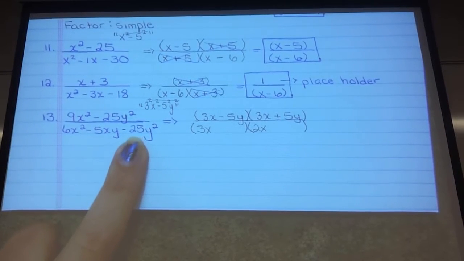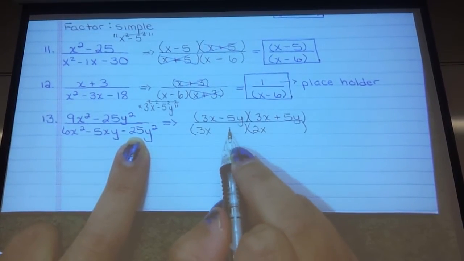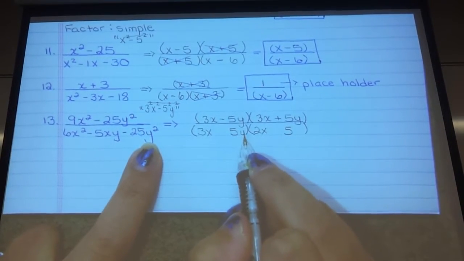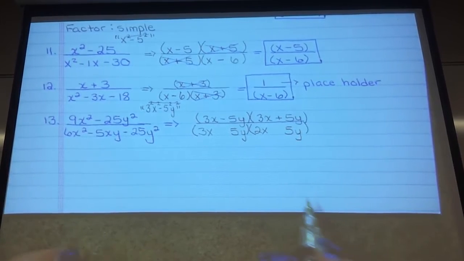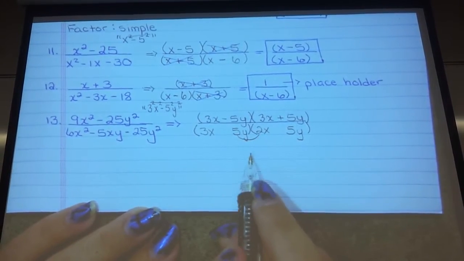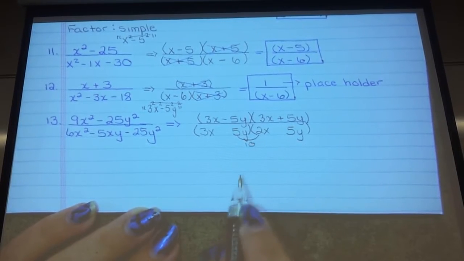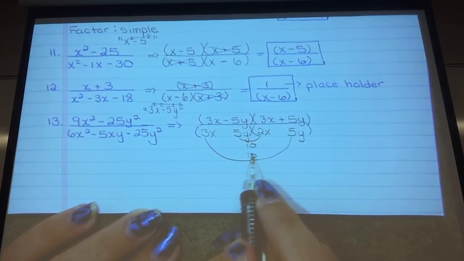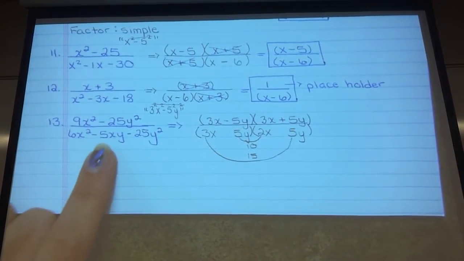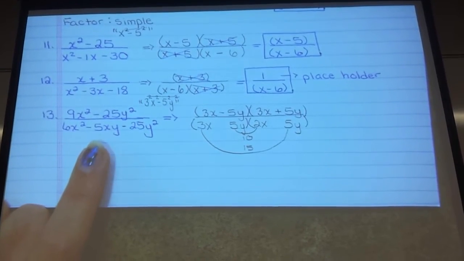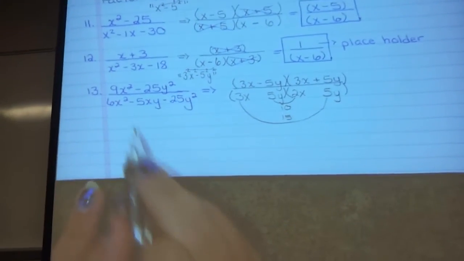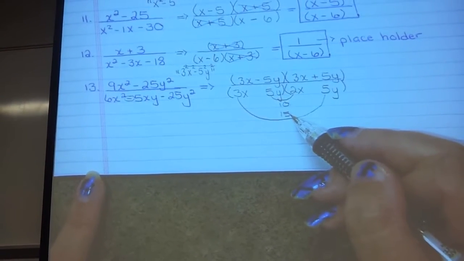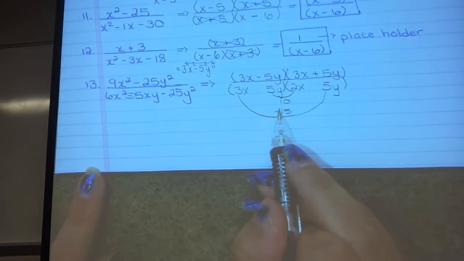Then what 2 numbers could you use for 25? 5 and 5. What letter needs to be attached to them? Y. The y's. Now I'm not sure if it works yet. If I look at my innies, 5 times 2 is 10. My outies, 3 times 5, 15. Can 15 and 10 give you 5? Yes, it does. Now I have to subtract these, so the bigger number needs the negative. Which one here is my bigger number? 15.